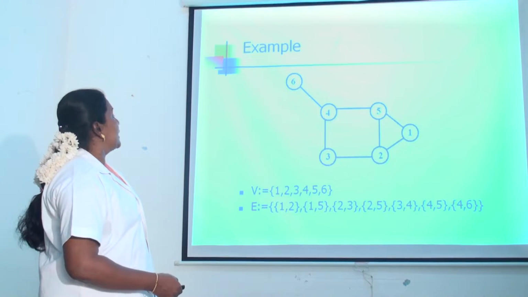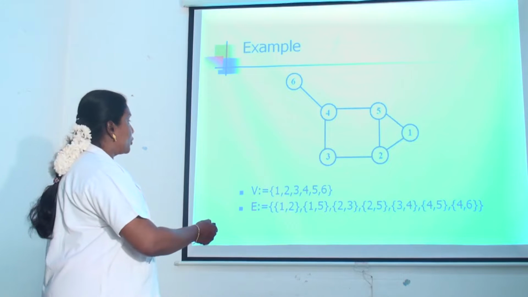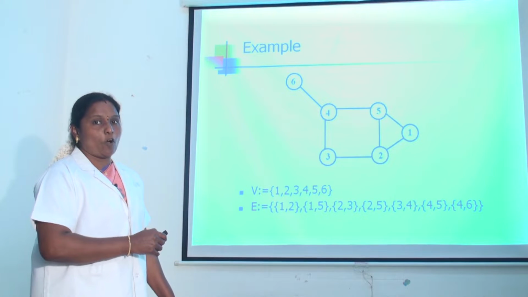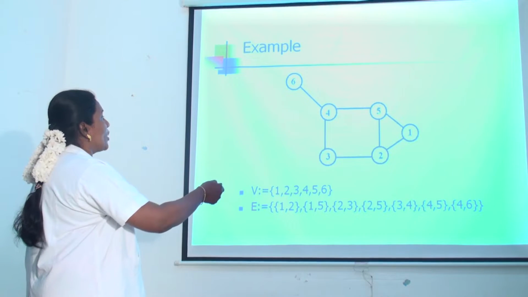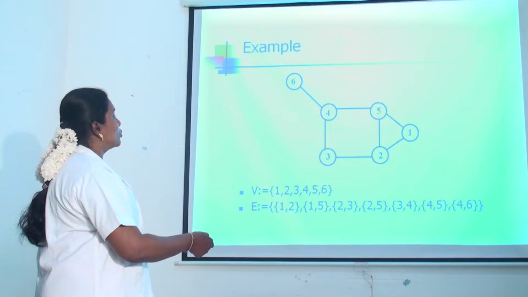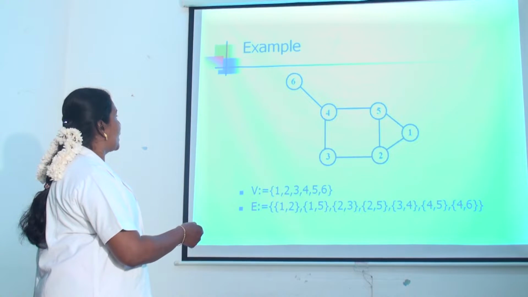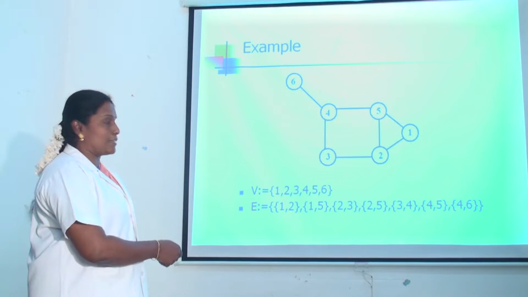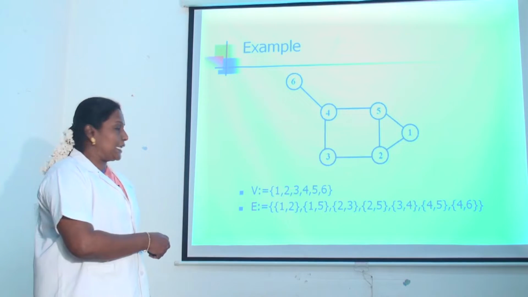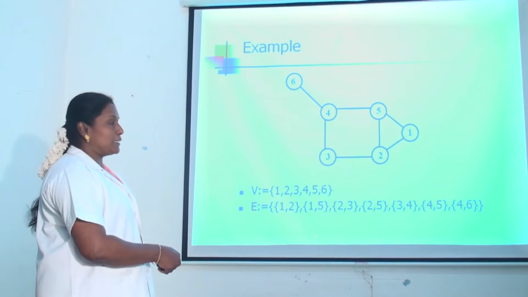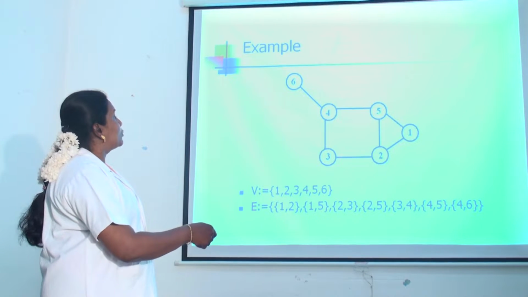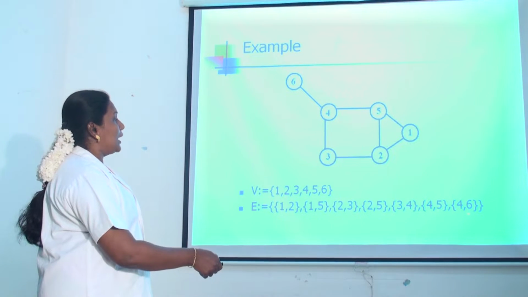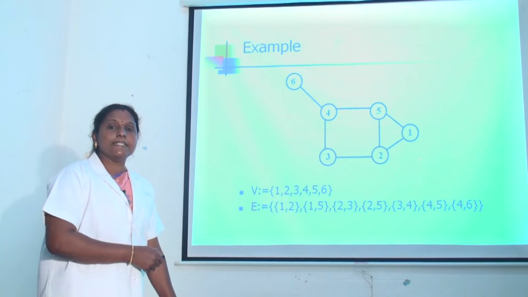Okay, and the next one is an example of a graph. Here, as I already told, 1, 2, 3, 4, 5 and 6 are the points or vertices in a graph, joined by 1 to 2, 2 to 3, 3 to 4, 4 to 5, 5 to 1, and 4 to 6, which are the edges. Here I have written that V is equal to the set {1, 2, 3, 4, 5, 6} and E is equal to {(1,2), (1,5), (2,3), (2,5), (3,4), (4,5), and lastly (4,6)}. These are the edges.